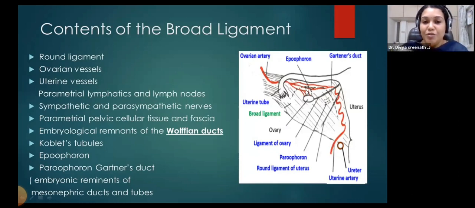Two ducts are there, the Wolffian duct and the Mullerian duct. The Mullerian duct develops into female structures, and the Wolffian duct develops into male structures. So if the baby is genetically determined to develop into a female child, then the Wolffian duct disintegrates, and the remnants are seen in the broad ligament.